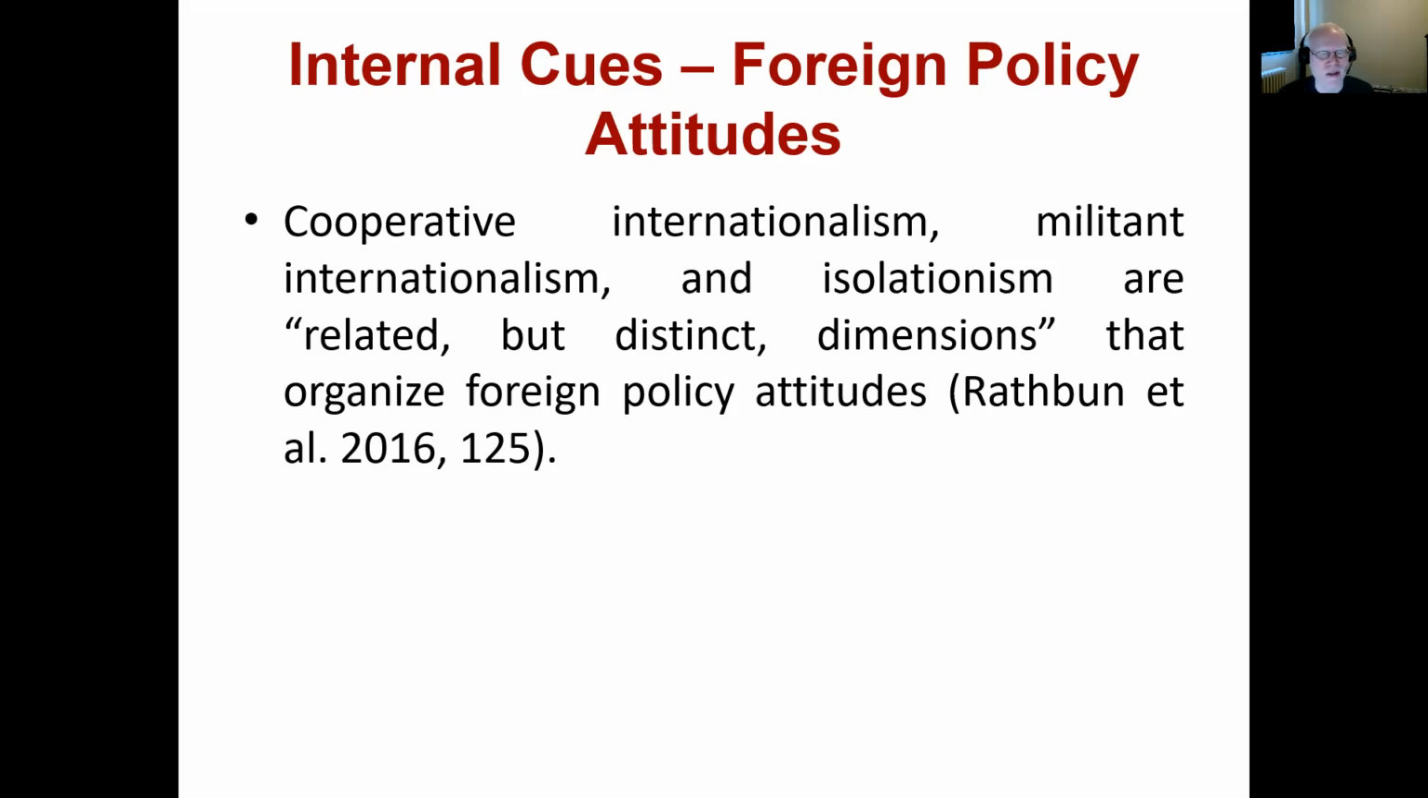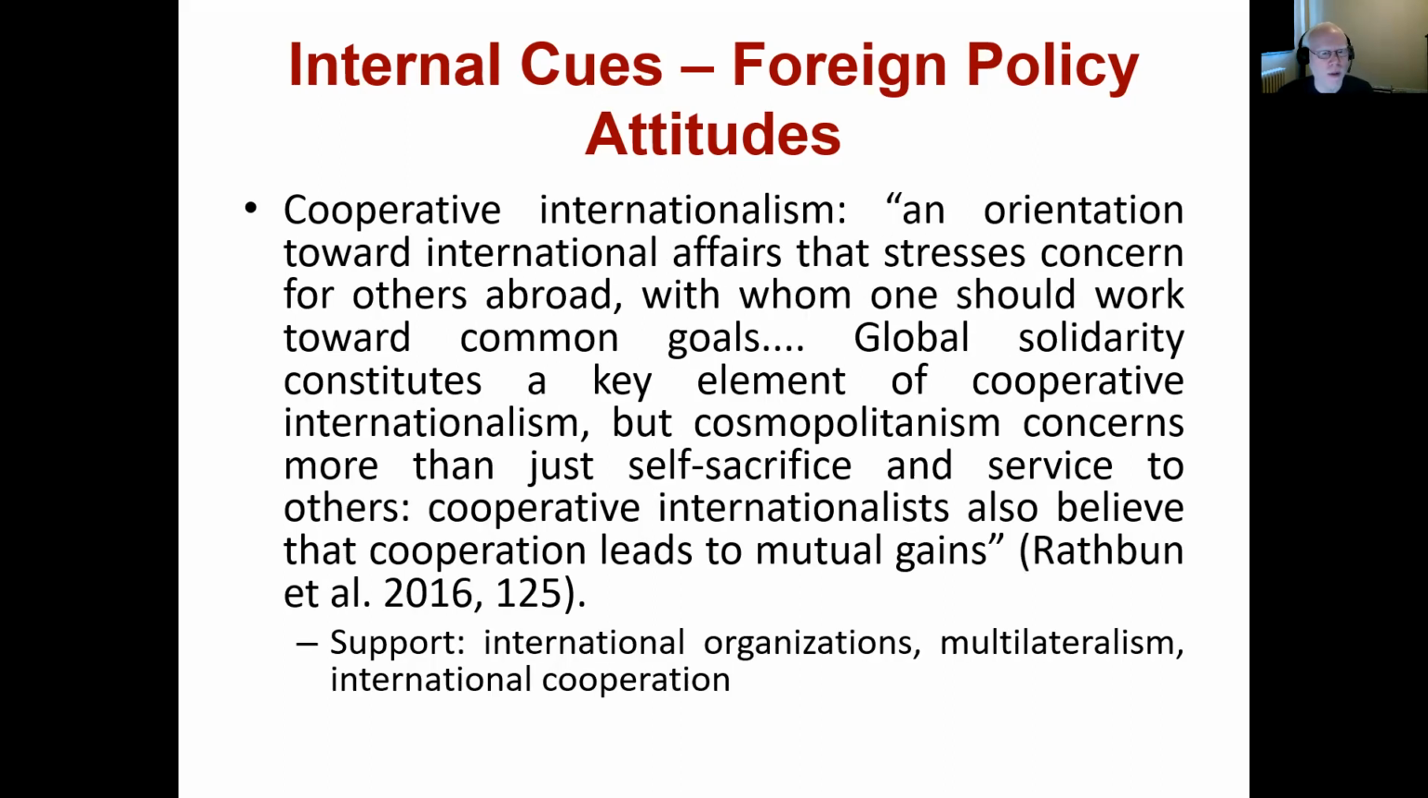A cooperative internationalist orientation would bring together a lot of specific attitudes on particular situations under one umbrella. Some people will have strong cooperative internationalist attitudes, some will have strong militant internationalist attitudes, and some will have strong isolationist attitudes. We're going to look through what each of these different families of attitudes or dimensions looks at. So cooperative internationalism is an orientation towards international affairs that stresses concerns for others abroad with whom one should work towards common goals.